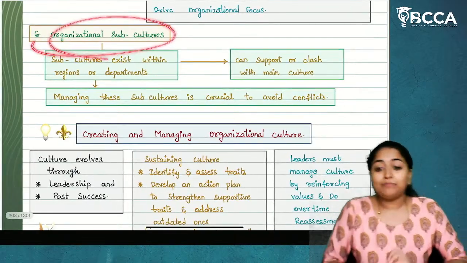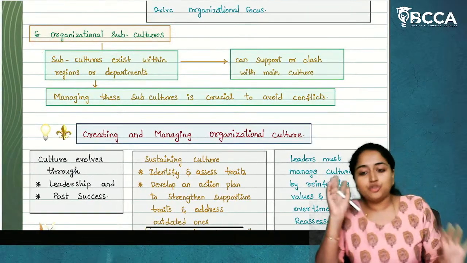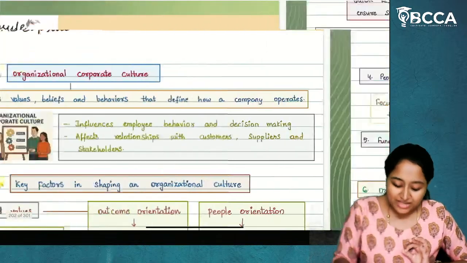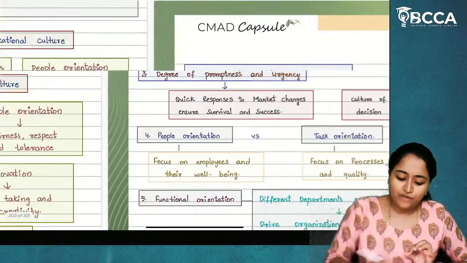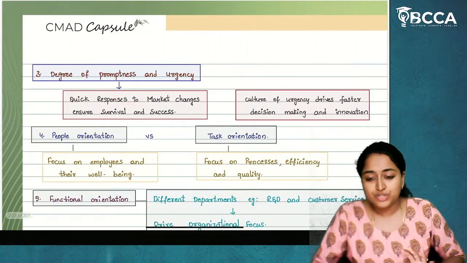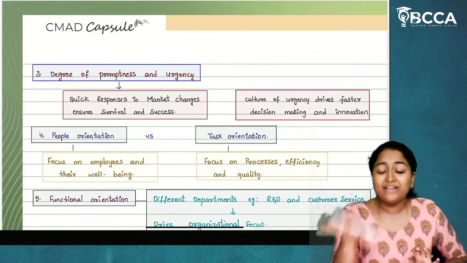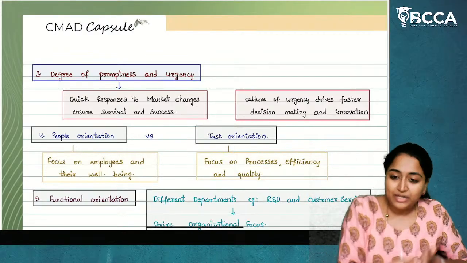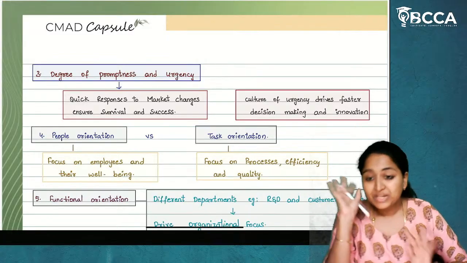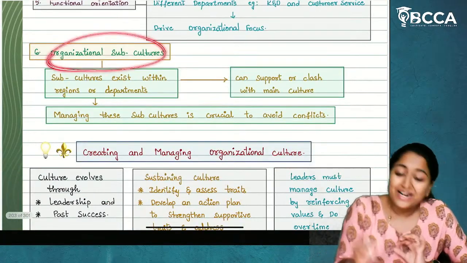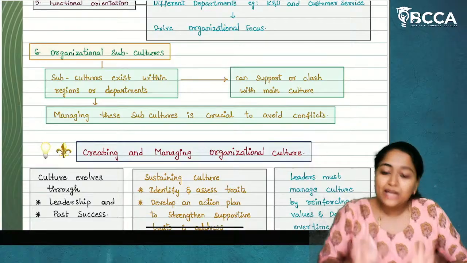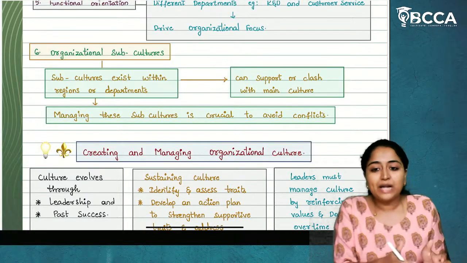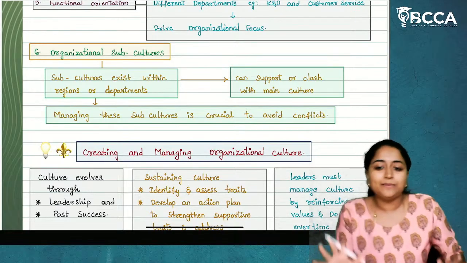And there can be organization subcultures also, which means throughout the organization there will be a culture based on shared values, degree of hierarchy, degree of promptness and urgency. Based on all these factors, there will be an organization culture. But for each and every department, there can be subcultures also. Now, what if there are organization subcultures? Can there be subcultures? Yes. Inside the organization, inside the department or production center, there can be subcultures.